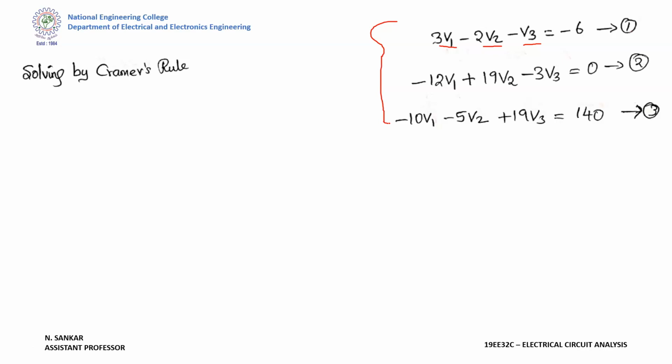So for Cramer's rule, you have to construct a matrix called delta. So delta is nothing but the coefficients of V1, V2, V3. Okay, so 3, minus 2, minus 1. Similarly, the next row is minus 12, minus 19, minus 3. The third row is minus 10, minus 5, plus 19. So this is del. Okay. So you have to find the determinant of del, which will be equal to 272.